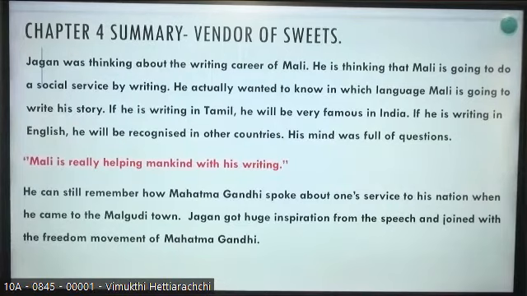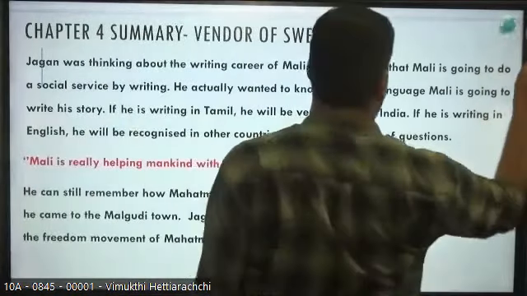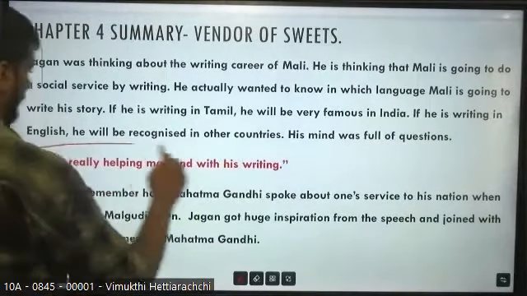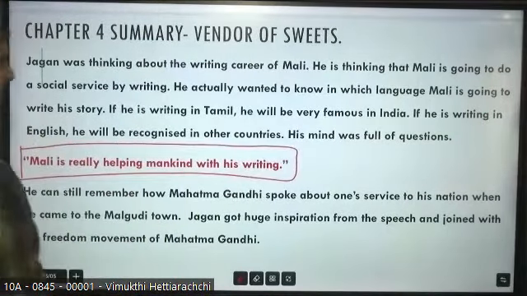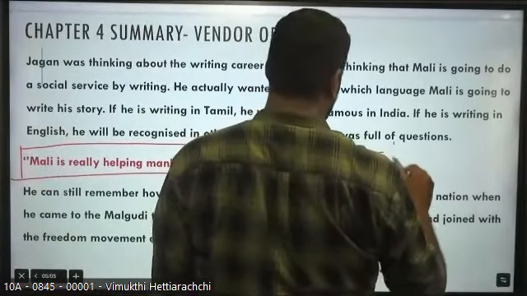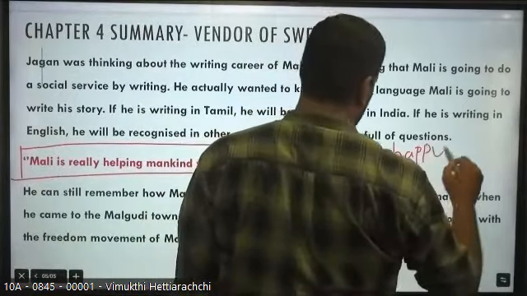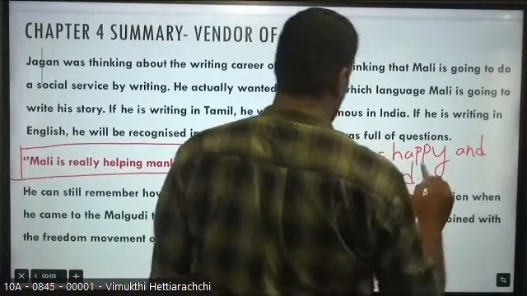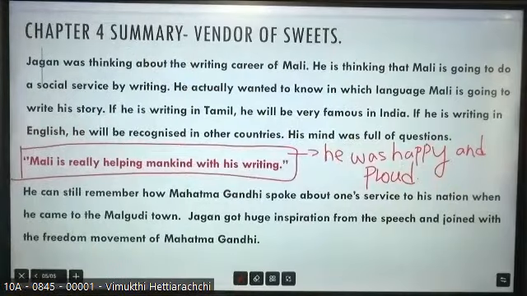So this is another quotation that we can find from the story, which clearly shows Jagan's love towards Mali, right? He was really happy. He was happy about his son's behavior. He was happy and proud, right? Not only was he happy, he was happy and proud.